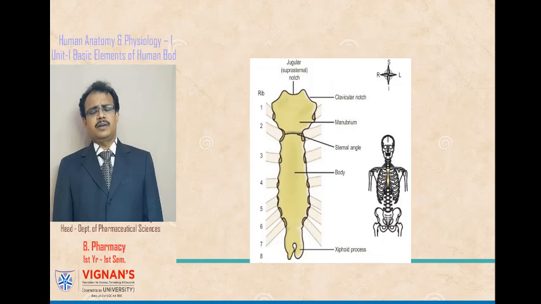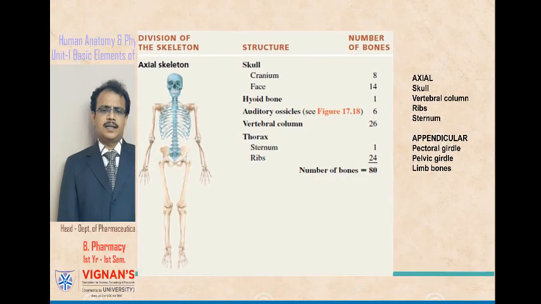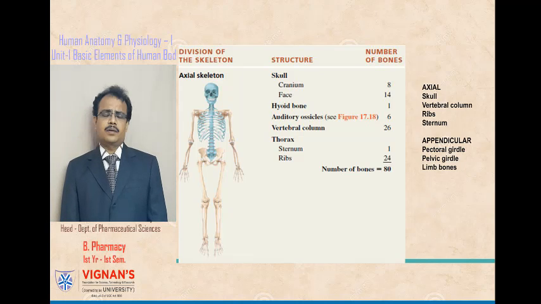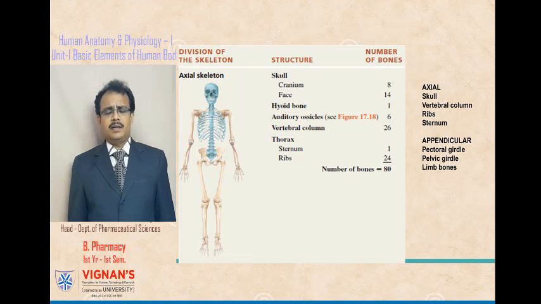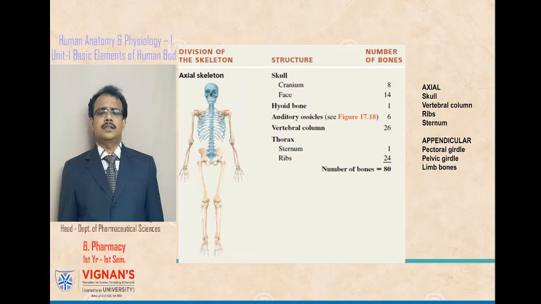With this, we have completed the bones of the axial skeleton. Under this, we have seen bones of the skull, which includes bones of the cranium and bones of the face. We have seen the vertebrae, and we have seen the thoracic cage. Next, we will see the bones of the appendicular skeleton in the next class.